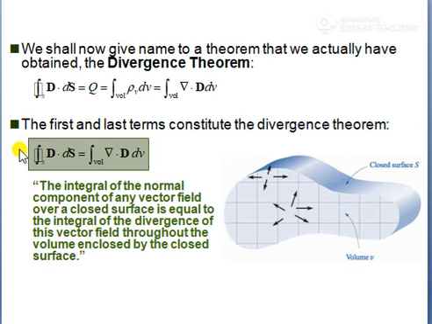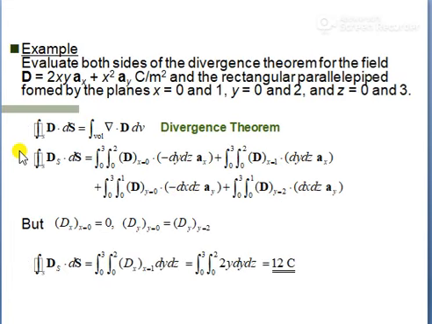Now we shall see one of the problems on the divergence theorem. Evaluate both sides of the divergence theorem for the field D equal to 2xy ax plus x² ay coulomb per meter square, and a rectangular parallelepiped formed by the planes x equal to 0 and 1, y equal to 0 and 2, z equal to 0 and 3.